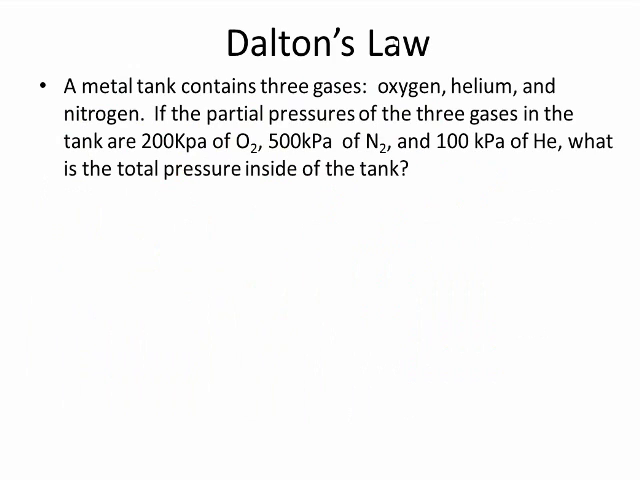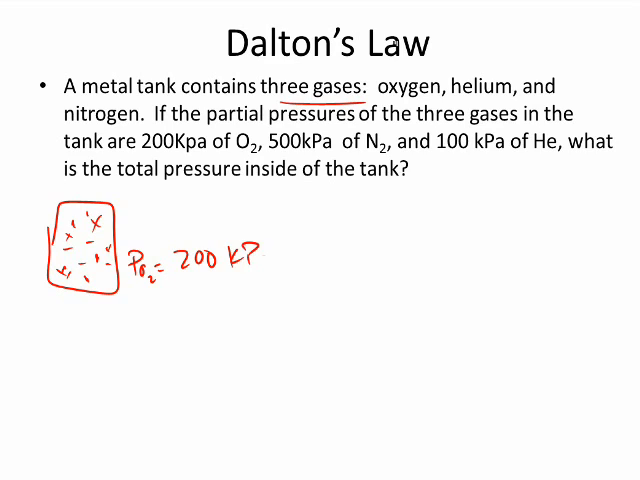Let's try a Dalton's law problem. A metal tank contains 3 gases: oxygen, helium, and nitrogen. They all will exert a pressure. The partial pressures of the 3 gases in the tank are: pressure of oxygen is 200 kPa, pressure of nitrogen is 500 kPa, and the pressure of helium is 100 kPa. What is the total pressure?